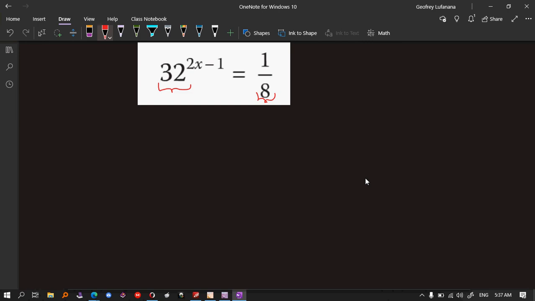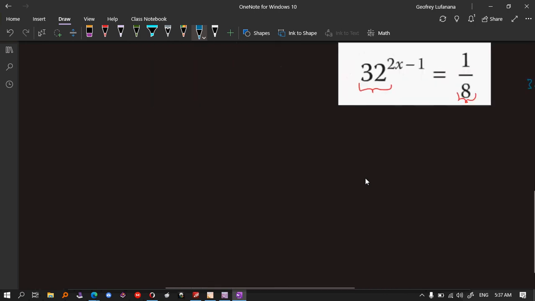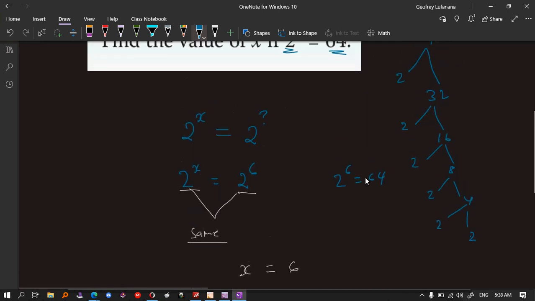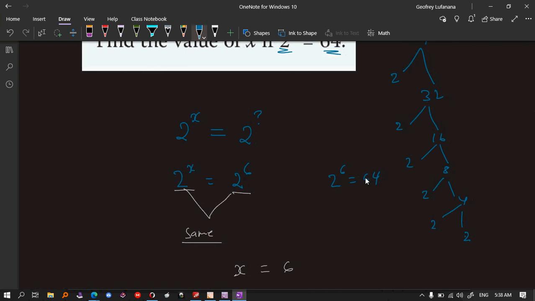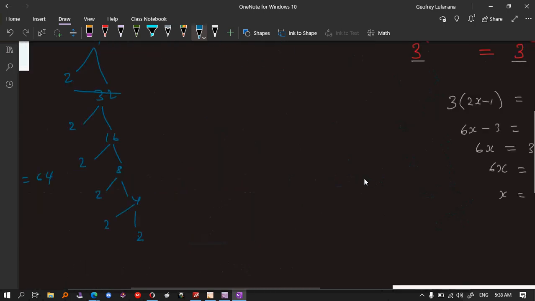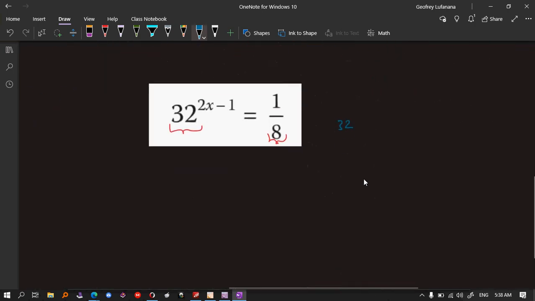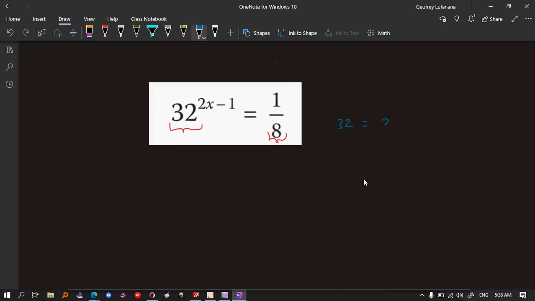which number I can write to a certain base for me to have 32. From what I was calculating over here, I know that 32 is 2 to the power 5. If I did it from over here, 1, 2, 3, 4, 5. So 32 is the same as 2 to the power 5, and 8 is the same as 2 to the power 3.